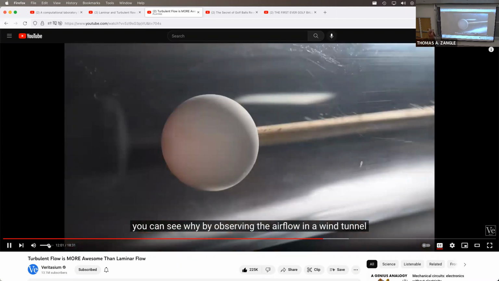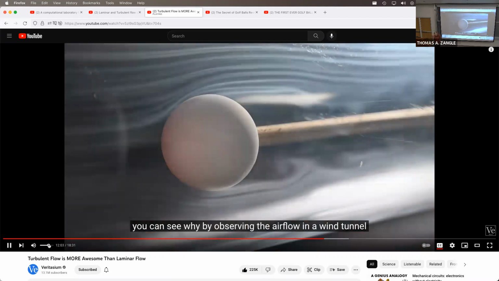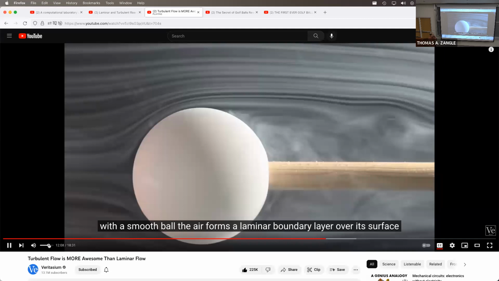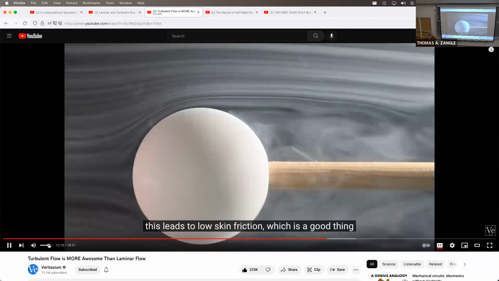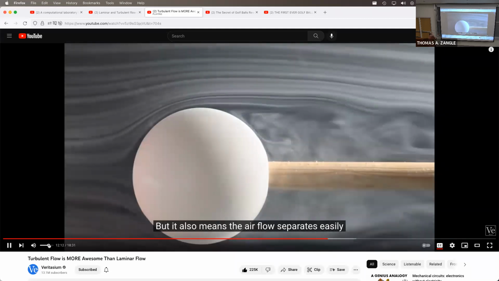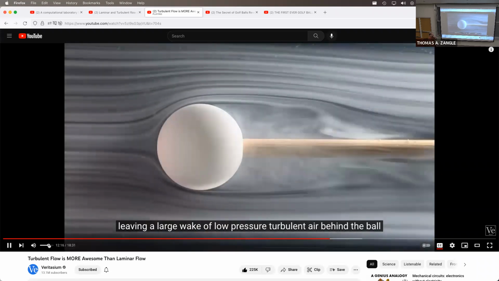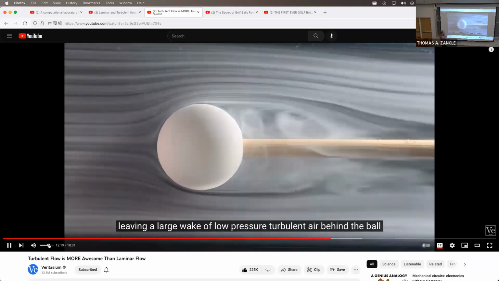You can see why there is airflow anyway. This is cool. But you also need to be careful leaving a large wake of low pressure air behind you. That's right.